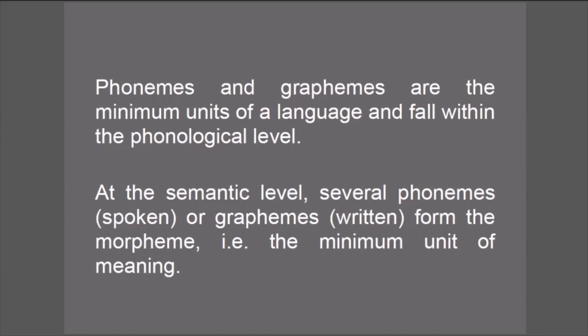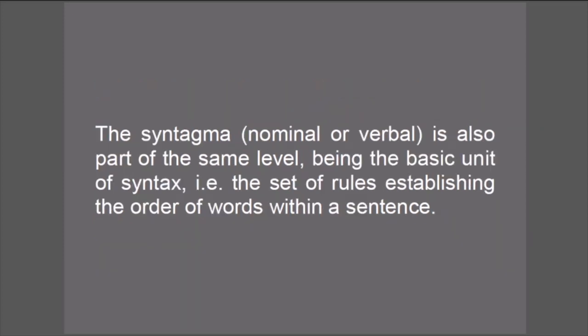Phonemes and graphemes are the minimum units of a language and fall within the phonological level. At the semantic level, several phonemes spoken or graphemes written form the morpheme, i.e., the minimum unit of meaning. The syntagma, nominal or verbal, is also part of the same level, being the basic unit of syntax, i.e., the set of rules establishing the order of words within a sentence.